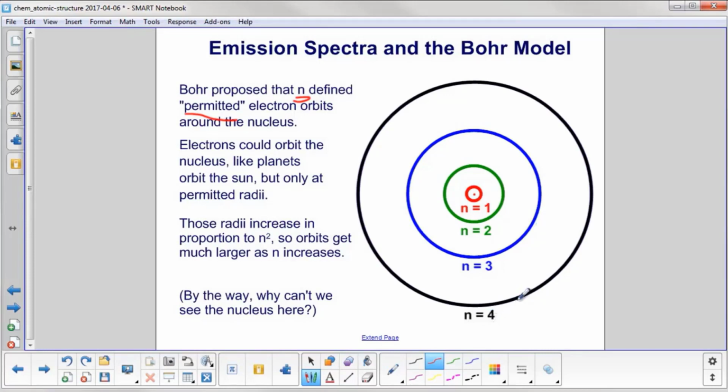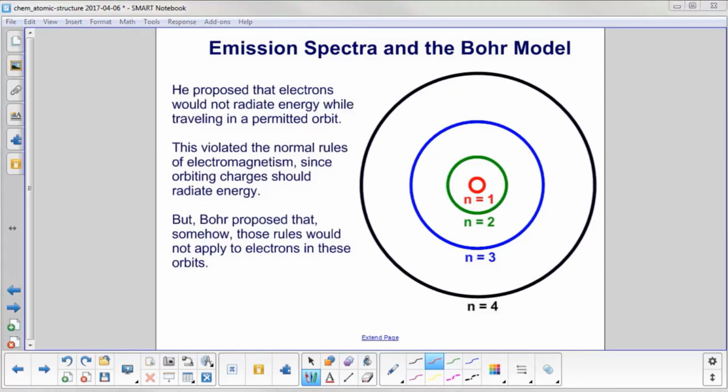So you can see how n equals 4. See the gap between 3 and 4? That's greater than the gap between 3 and 2 and between 2 and 1. Bohr's model did not allow for electrons to exist here. They had to be in this blue orbit, this green, this red, and again the colors are just to help us look at them, and in here. You could not find an electron here, for example, or an electron here.